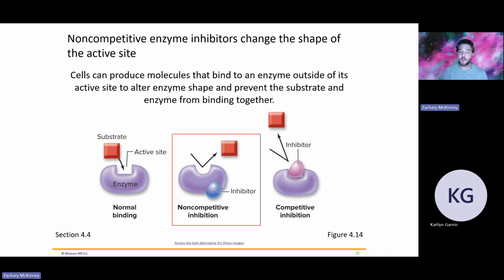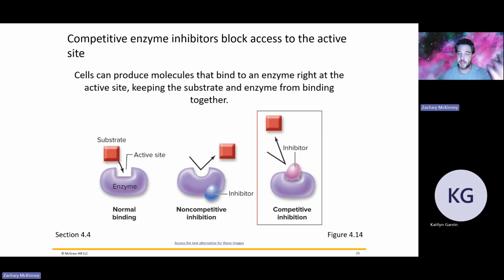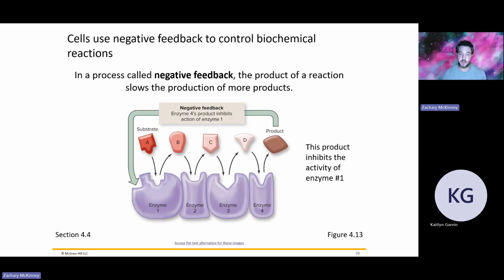Okay, so the body can use inhibitors, right? I keep talking about medications, but your body will also just make inhibitors. It does not have to be this medication that you're taking externally. And it's a very normal process. It's not like inhibiting enzymes means that you have some type of condition or disorder, right? It's actually a process of negative feedback. If you remember, we talked about negative feedback before. This is a way to control these biochemical reactions.